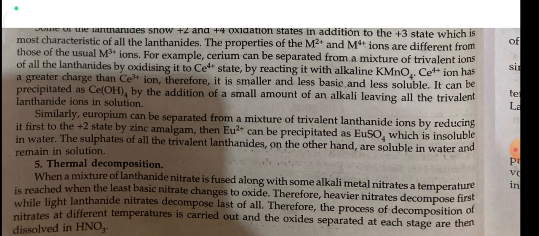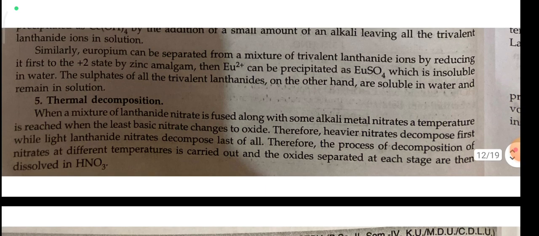Similarly, europium can be separated from the mixture of trivalent lanthanide ions by reducing it to the 2+ state by zinc amalgam, and Eu2+ can be precipitated as EuSO4, which is insoluble in water. The sulfates of all the trivalent lanthanides, on the other hand, are soluble in water and remain in the solution.